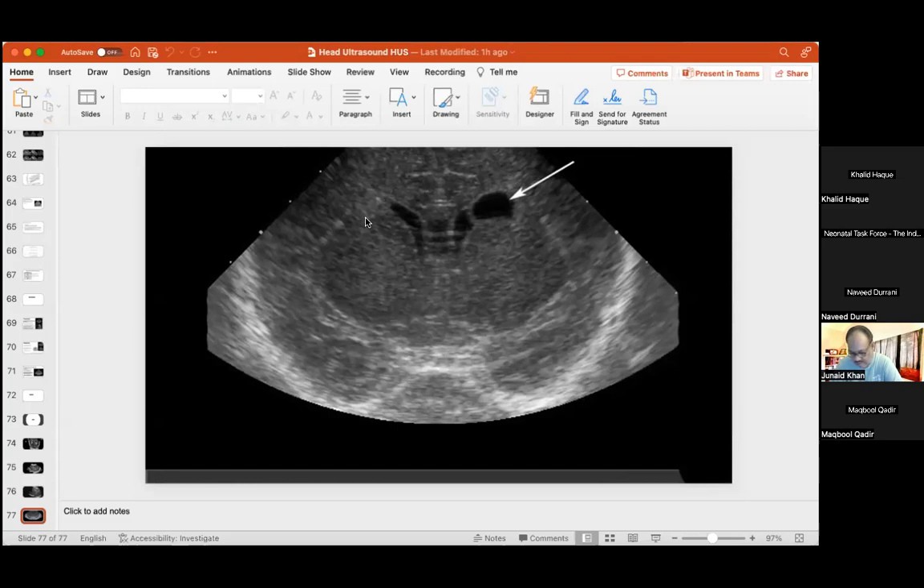But in my experience, and I have seen this, if you use this high frequency linear probe, it gives you a better resolution. And you compromise with the depth, as you have mentioned. By the time you reach the fourth ventricle and the lower part of the cerebellum, those views are not available because the probe frequency does not reach there. But if you use the high frequency, it gives you a better picture of the brain and also the ventricle.